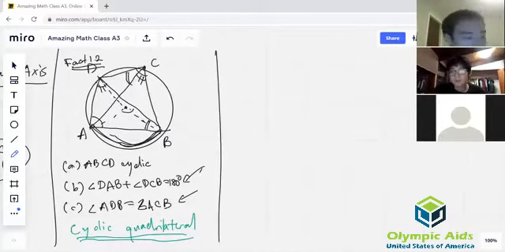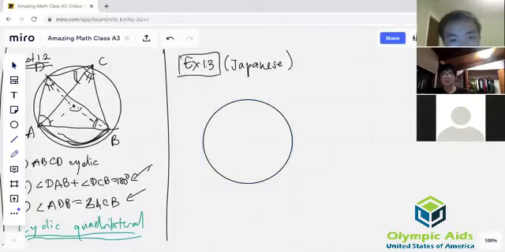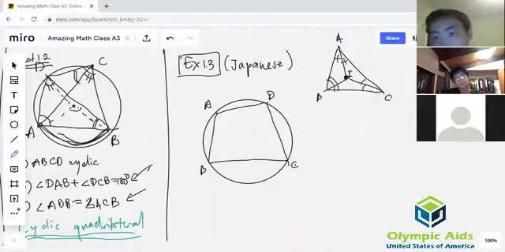This example is actually not easy, but it's called the Japanese Theorem. It illustrates what we need to talk about. So we have this cyclic quadrilateral. And here we define these incenters. Remember, the incenter of a triangle is the intersection of the three angle bisectors, and it's usually denoted I. So this angle equals this angle, this angle equals this angle, this angle equals this angle. And it's also the center of the inscribed circle right here.